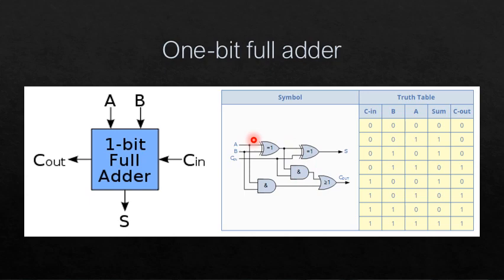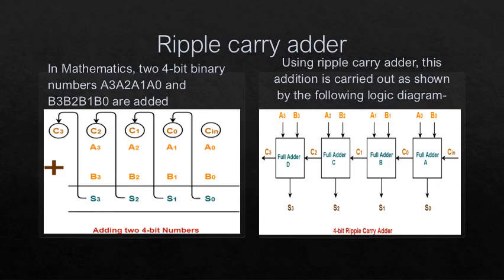The reason I am showing this full adder circuitry as well as the truth table is that the ripple carry adder is built based upon this full adder logic only. So I have shown the full adder truth table and symbol. Now we will discuss the ripple carry adder.